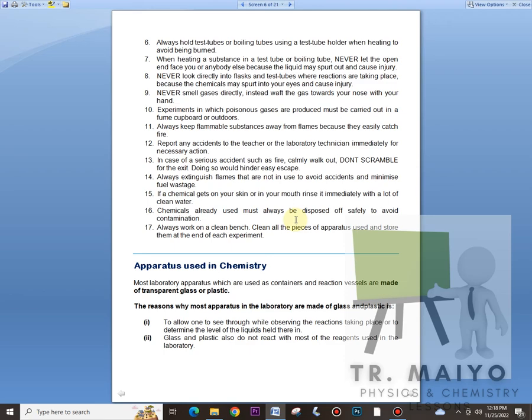Never look directly in the flask and test tubes where reactions are taking place because the chemicals may spat into your eyes and cause injury. That one is very dangerous. Please, let me become more serious. Please, don't commit number 8. I'm not saying you commit the others.